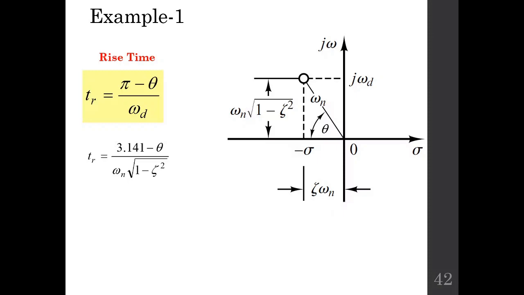And we already discussed that zeta is equal to cos of theta, which is given here. So just by doing simple transformations, that is theta is equal to cos inverse zeta, we can find theta. In this case, we put the value of zeta here and found theta equals 0.93 radians.